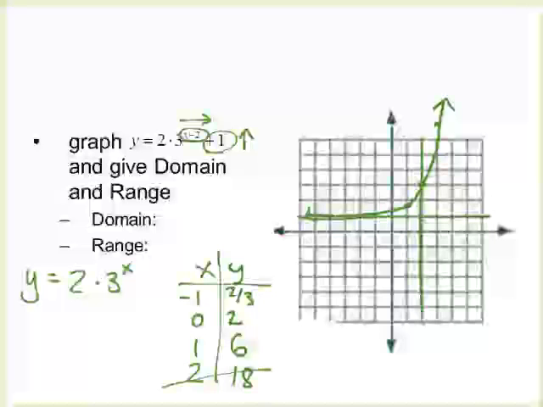For domain and range, domain is all reals, because I can plug in anything I want for x. Range talks about our y variable. Is y going to be greater or less? Greater, because it's an above half graph. And what is it above? 1 is where our shifted line is.